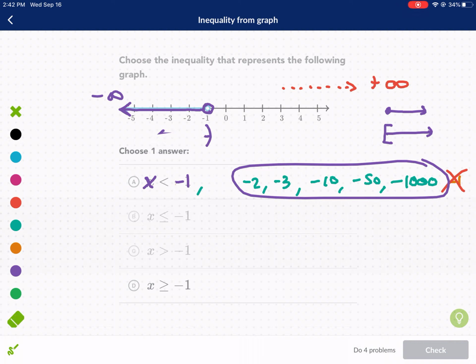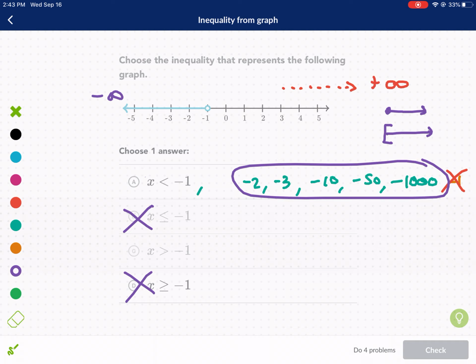So let's take a second look. We have an open dot. That means we can exclude any answer that has a less than or equal to sign or greater than or equal to sign. So look at B, we're getting rid of B, and we're getting rid of D because this open dot means it cannot include -1. -1 is not part of the solution.